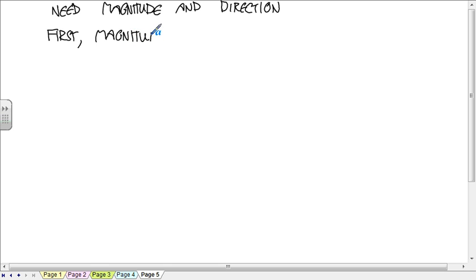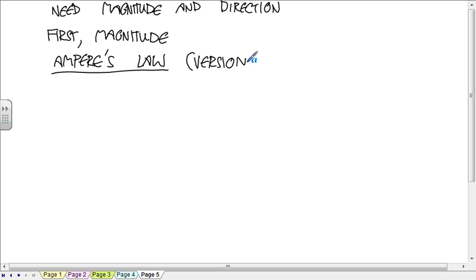So we're going to use one version of Ampere's Law. Ampere is the guy that the amp is named after. You can think of this as version 1. This is the version that applies to straight wires. And the formula says the magnitude of the magnetic field vector, so the value B, is equal to a constant mu sub 0 times the current divided by 2 pi r.